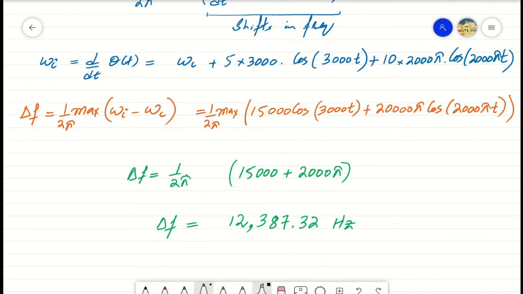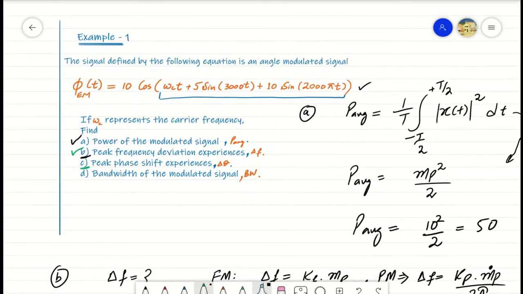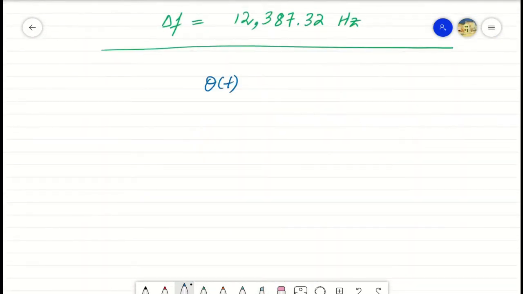that will be equal to 12,387.32 Hertz. In the third part, we are required to find the peak phase shift experienced in this exponential modulated signal. So by adopting a similar approach, as this part represents the instantaneous phase of this signal, while the first omega ct portion of this equation represents the running phase and the following portion represents the shift experienced in the phase of this signal. That is, theta of t represents the instantaneous phase of this signal. If we subtract the running phase, that is omega ct, from the instantaneous phase, then we will obtain the shift in phase, that is the phase shift experienced by this signal.